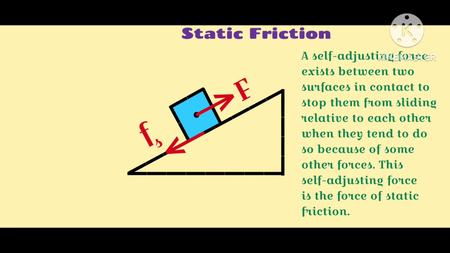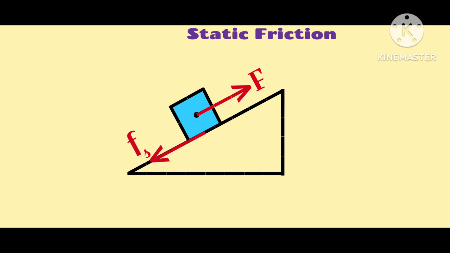In the diagram, capital F is the force that tends to make the object slide along the surface. Small f_s is the force of static friction balancing the force that tends to move the object along the surface. The force that tends to move the object along the surface is increased. The force of static friction is self-adjusting, and it also increases to balance that force.